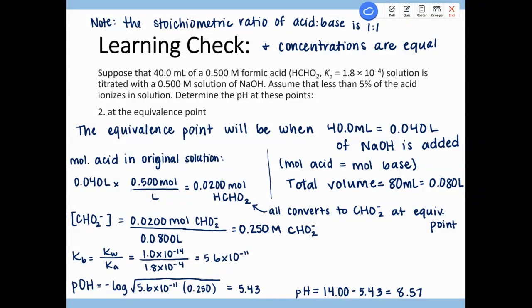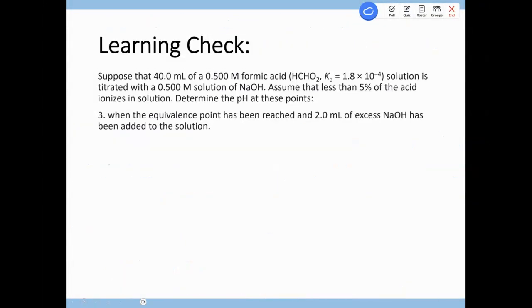Okay, let's keep going to this last part of the question. So now, same scenario, we've added the 40 mils to reach the equivalence point. The equivalence point has been reached, and then another 2 mils of the excess base has been added. So the pH should increase even further because more base is being added. We're calculating what that pH actually is.